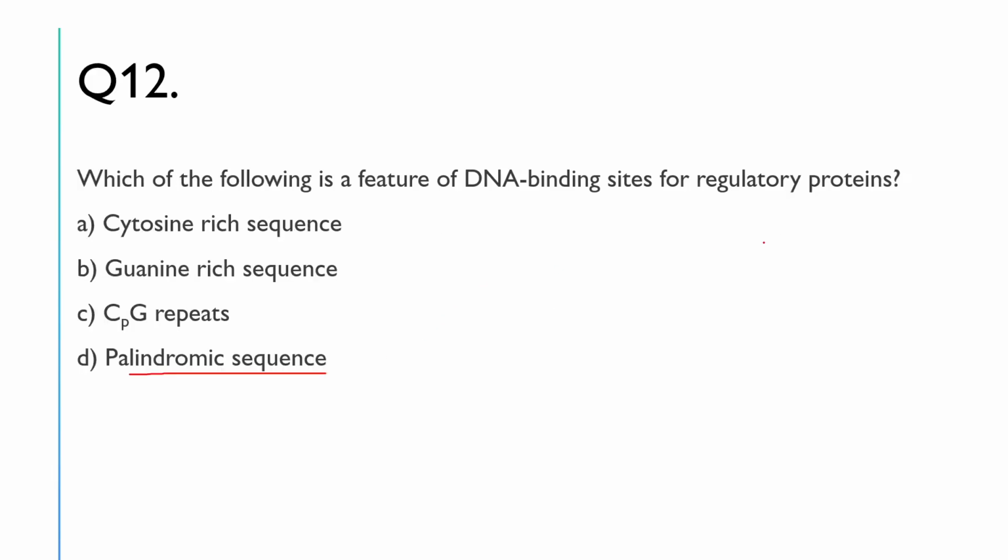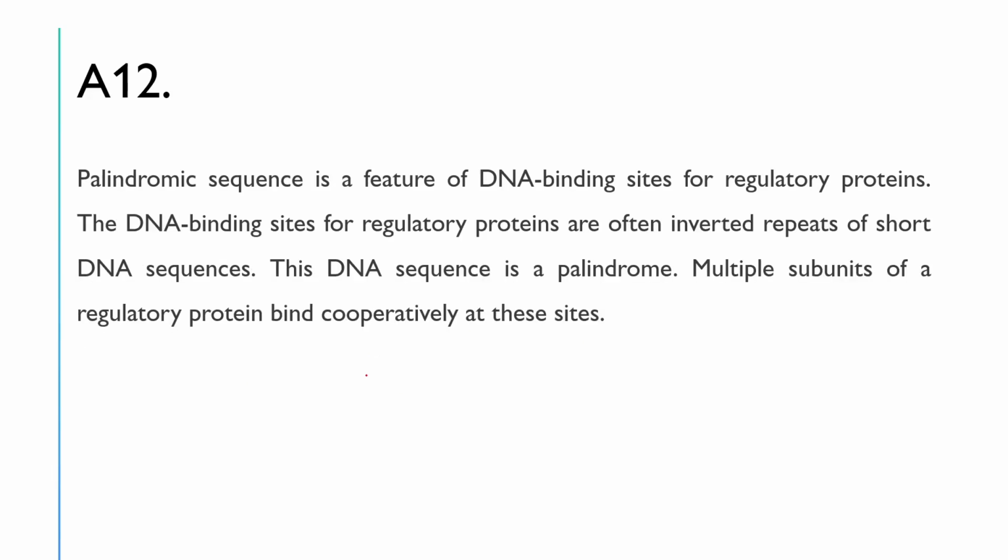Generally, at the DNA binding sites of regulatory proteins, operators, promoters, in every case, you will find palindromic sequences, right? It is a feature of DNA binding sites for regulatory proteins. The DNA binding sites for regulatory proteins are often inverted repeats of short DNA sequences. This DNA sequence is called a palindrome. Multiple subunits of a regulatory protein bind cooperatively at this site. So we have discussed palindromic sequence.